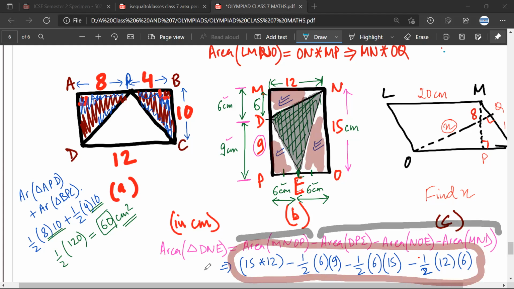What is the answer that you found, Mr. Sarthak? So 180 minus 108. So was the final answer 72? Yes, sir.